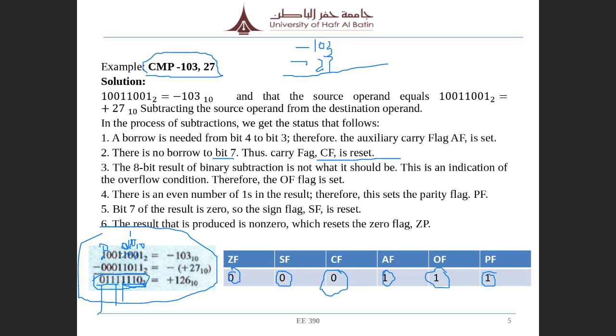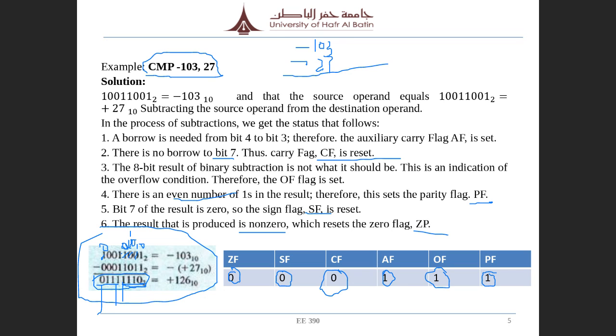All right. What about the parity flag? The parity flag is set, because there is an even number of ones. The result is not 0. Bit 7 is 0, so that means the sign flag is 0, and the result produced is non-zero, so the zero flag is 0, because the result is non-zero.